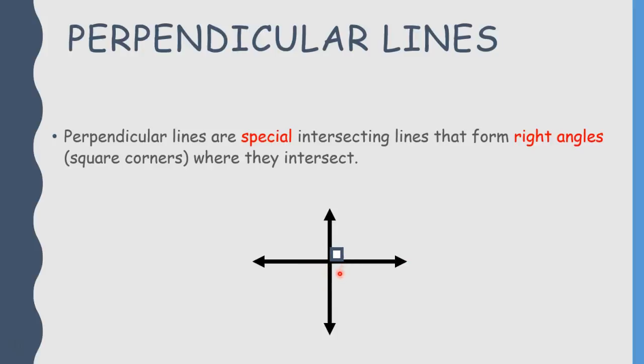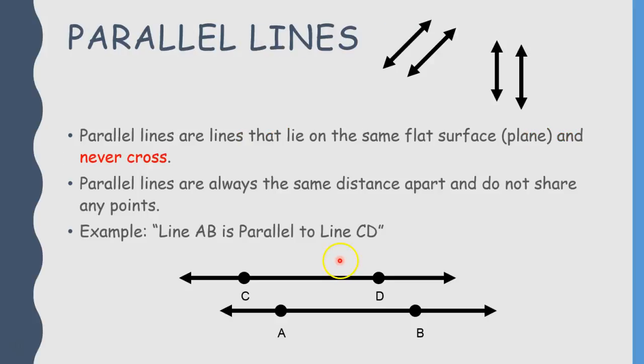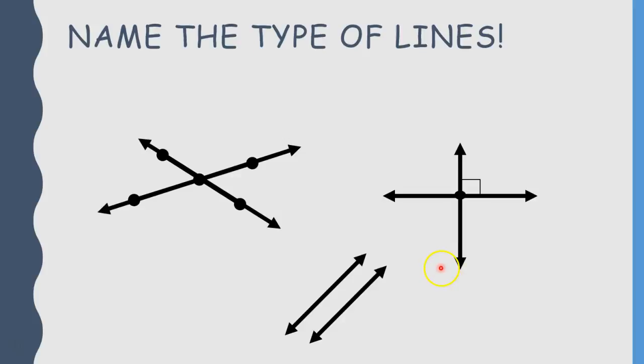Okay, and then the final type of lines that you need to know are parallel lines. Just think about railroad tracks, where those 2 things would never ever cross. They just go straight side by side together. So parallel lines are lines that lie on the same flat surface and never cross. Parallel lines are always the same distance apart and do not share any points. So you could say in this picture, line AB is parallel to line CD. All right, so go ahead and try to name these types of lines.